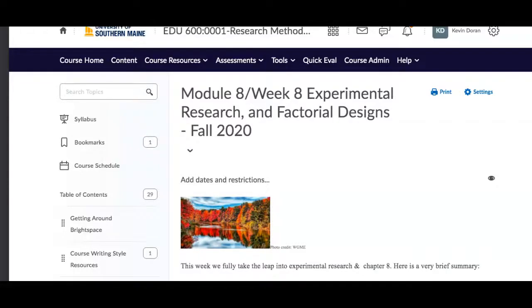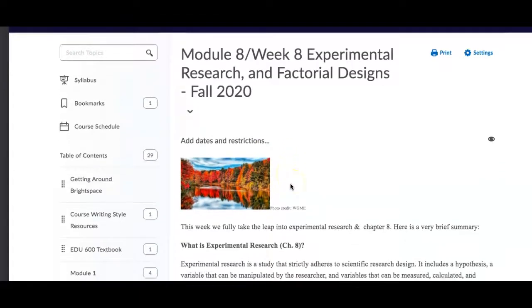Hello everybody, welcome to another edition of EDU 600, Module 8, week number 8, which is really a continuation of our quantitative research studies. This week we're going to be looking at experimental research and other designs. So I'm just going to plow into the materials that we have this week.